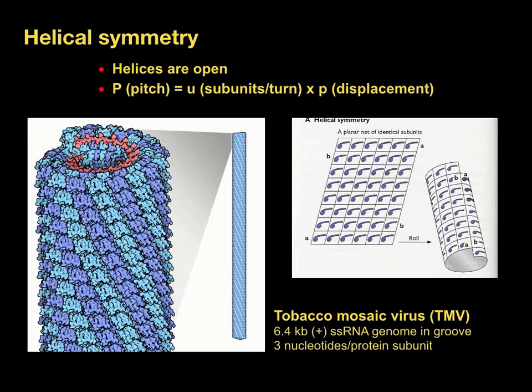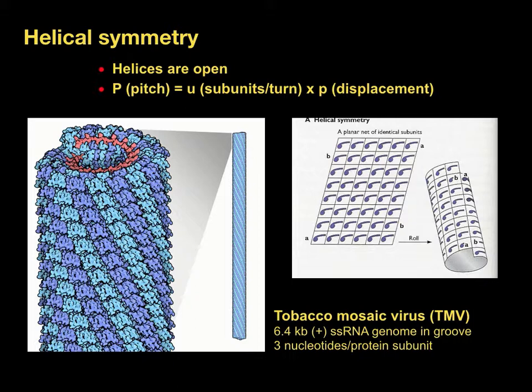And then we can also make a calculation of how many subunits we have in these capsids. So in a similar way that we apply the formula with the icosahedral viruses, here we can calculate the pitch. And this is something that Francis Crick's buddy put together right before Caspar and Klug came up with the theory of quasi-equivalence. So you just need to know how many subunits you're gonna have per turn of this helix. There's gonna be subunits per turn, and then also the displacement.